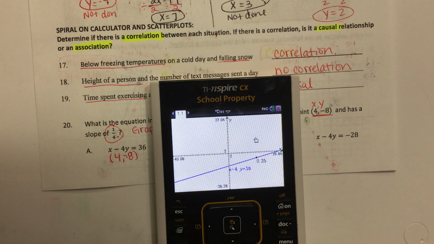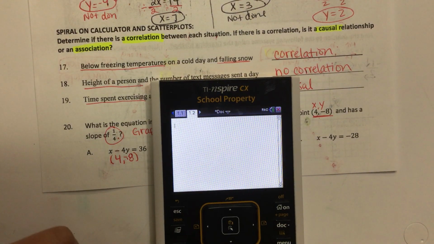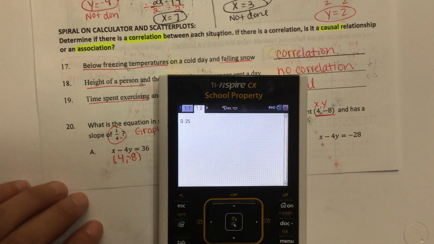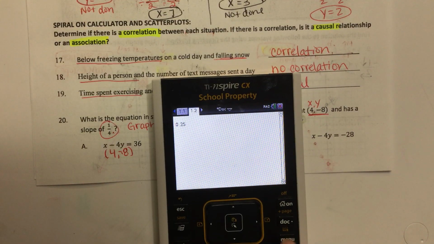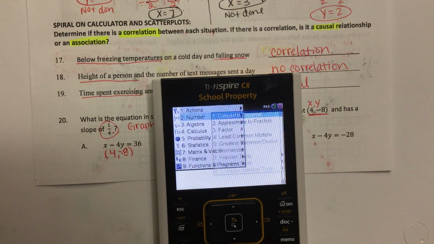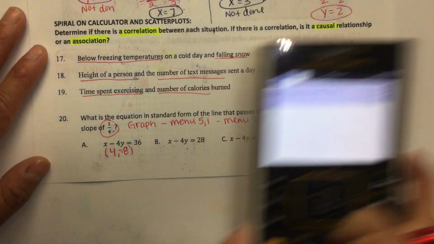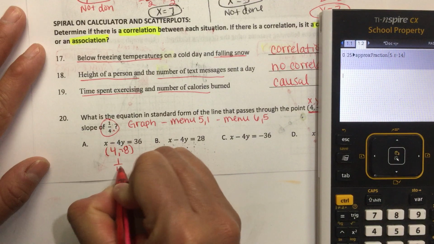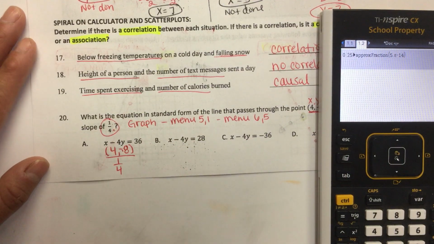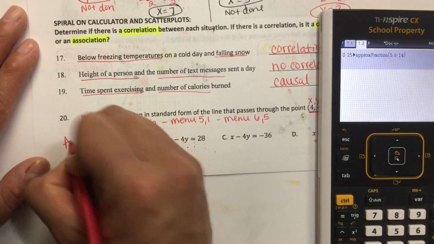If you don't know that 0.25 is in fraction form 1/4, you could go to your calculator page and type in 0.25. To convert that decimal to a fraction, you would press menu, 2 for number, 2 to approximate to fraction, press enter, 1/4. Since our slope is 1/4 and it's passing through the point 4, -8, A is our answer.